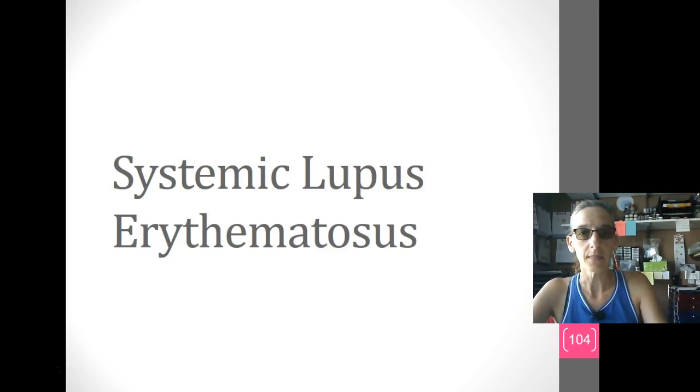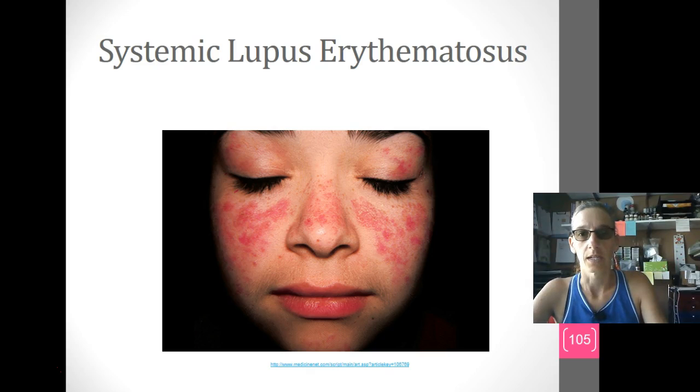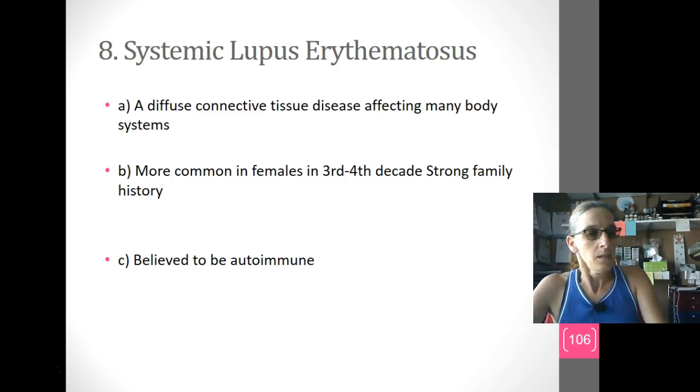All right. SLE, systemic lupus erythematosus. Here is a picture of the classic butterfly rash that's associated with some systemic SLEs. So it is a diffuse connective tissue disease affecting many body systems: skin, joints, kidneys, serous membranes of the heart and lungs, lymph nodes, and the GI tract. All right, it is more common in females. In the 3rd and 4th decade, there's strong family history. It is believed to be autoimmune, where antibodies destroy connective tissues of the body.